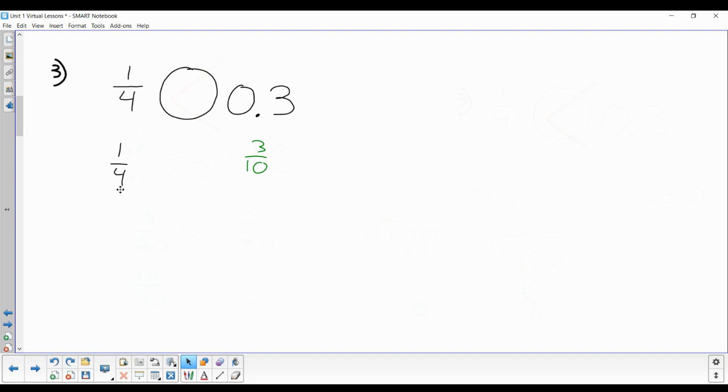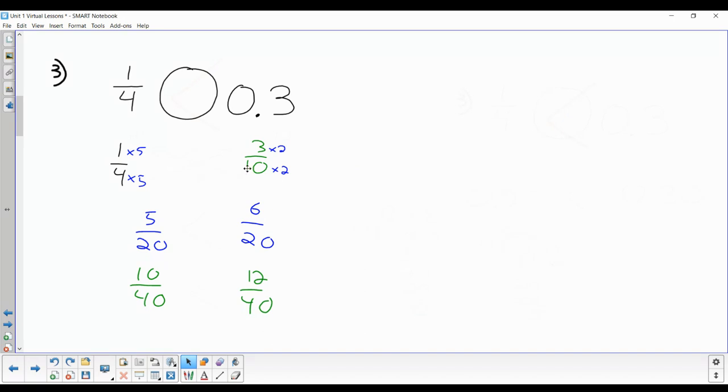A good common denominator for 4 and 10 would be 20. I could do 4 times 5 is 20, and then that means 1 times 5 is 5. 10 times 2 is 20, and then 3 times 2 is 6. You could also do bigger ones. If I did 40 as a common denominator, the answer would not change. The right side, 6 over 20, is larger than 5 over 20. 12 over 40 is larger than 10 over 40.